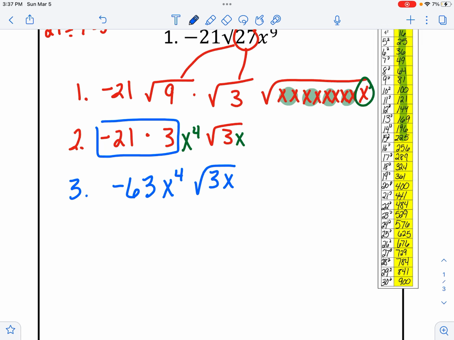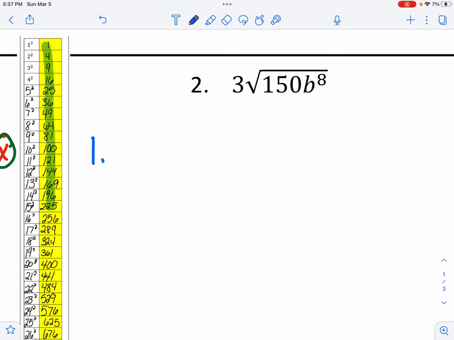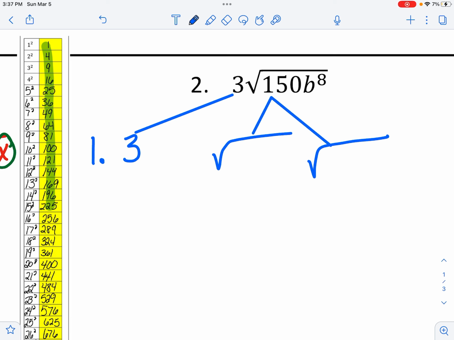Let's try that again. Number 2. So let's deal with the numbers the way we're used to. So the 3 comes down. I'm not sure if this is helpful or not, but I'll do it like this. The square root of 150 is going to get broken apart, okay? So something's going to go here and something's going to go here. You're going to make your way through the list. Eventually, you will get 150 divided by 25. And 150 divided by 25 is 6. So the 25 goes here and the 6 goes here.